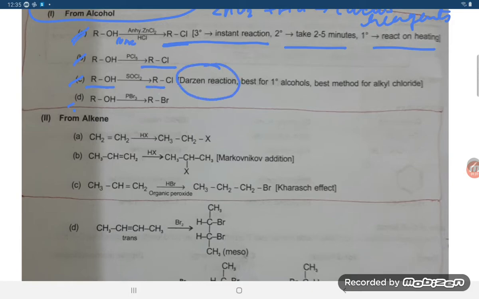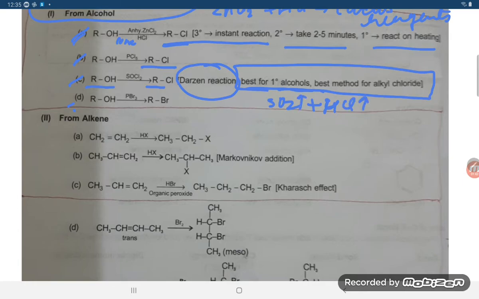This reaction is known as the Darzens process, and it is the best method for 1 degree alcohol to alkyl chloride. Why is it the best method? Because the side products are SO2 and HCl. Both are volatile in nature, so they escape, and you get the pure haloalkane RCl. And with PBr3, you get RBr. So these were the methods for the preparation of haloalkanes from alcohols.